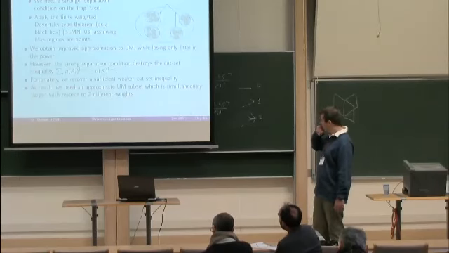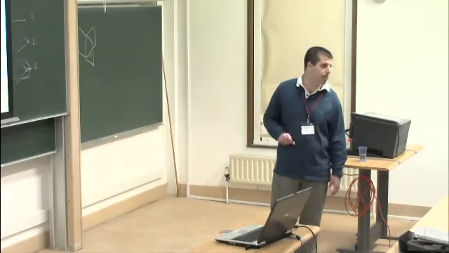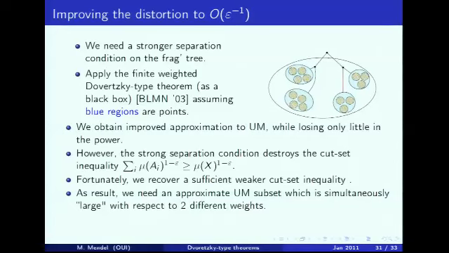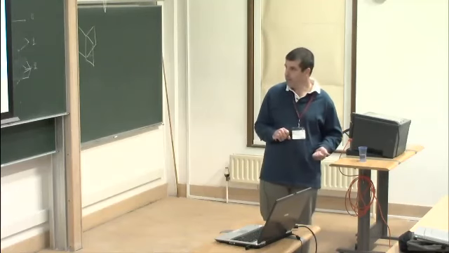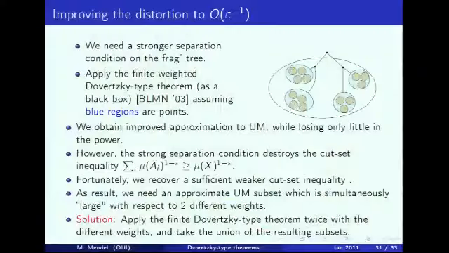However, in the process, we need to apply this finite Dvoretzky theorem not to one weight, but to two different weights. So we need to find a subset which is large, which is approximate ultrametric, and it's large in two different senses. It's large according to two different measures. How do we do it? This is actually a simple solution. We just apply the finite Dvoretzky theorem twice, get two sets, and take their union.